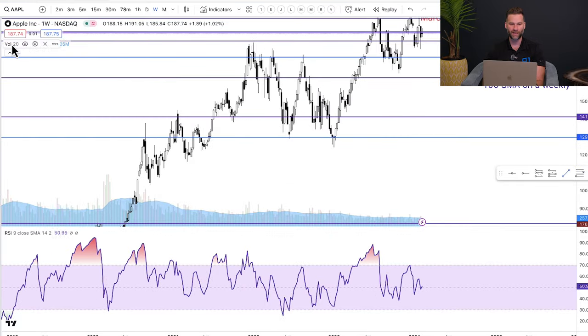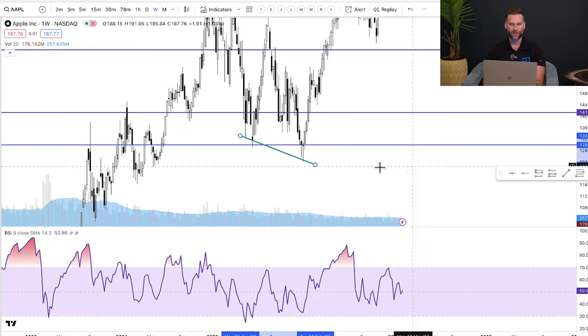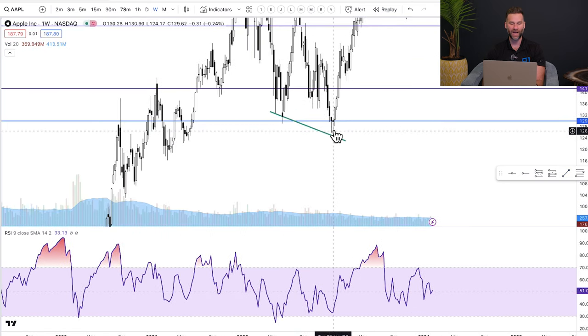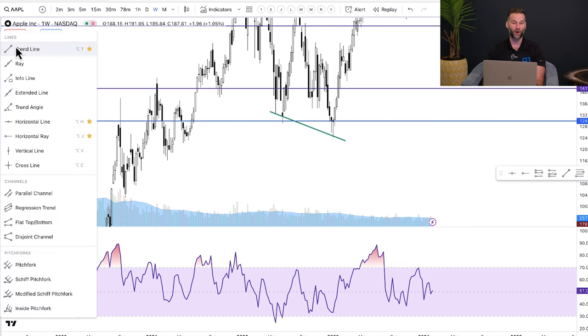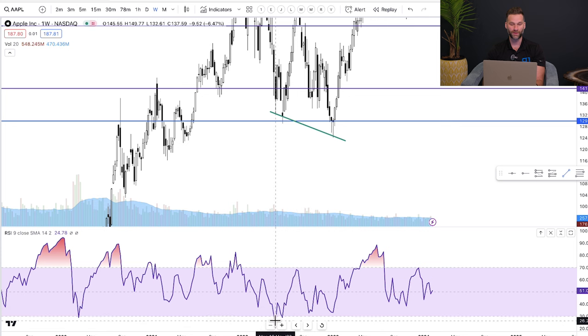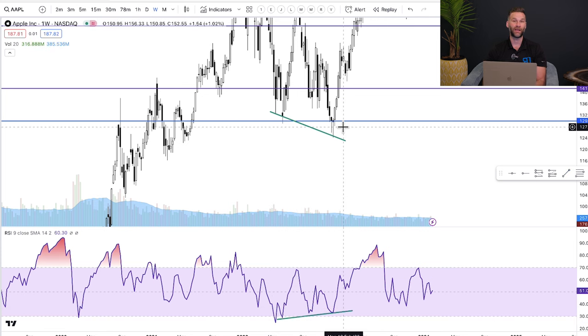it's very obvious that Apple makes a lower low on the stock price. So the stock price literally and actually does in fact go lower than this previous low over here. But if we look at the actual RSI, what we'll notice is something totally different. The RSI indicator, in fact, does not make a lower low. And that is referred to as bullish divergence.